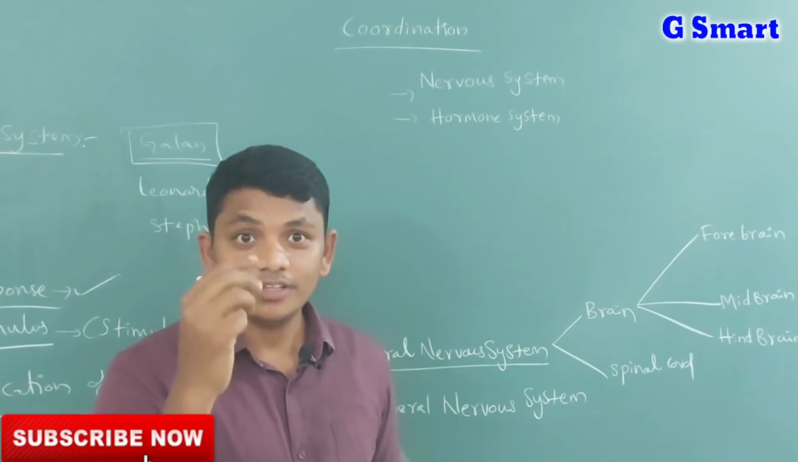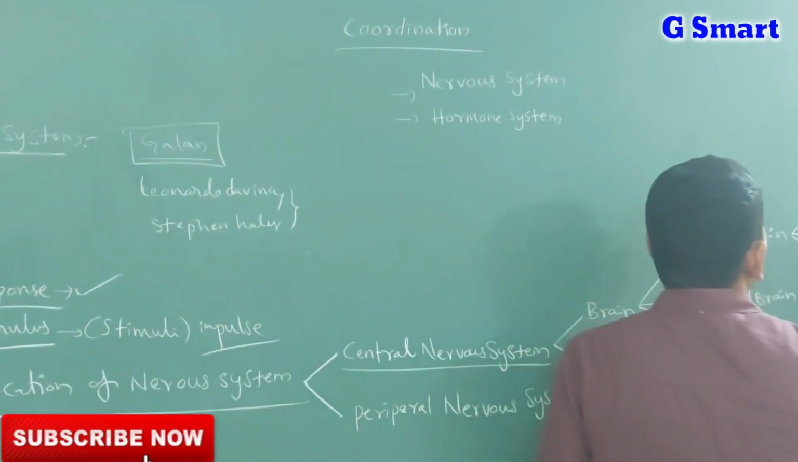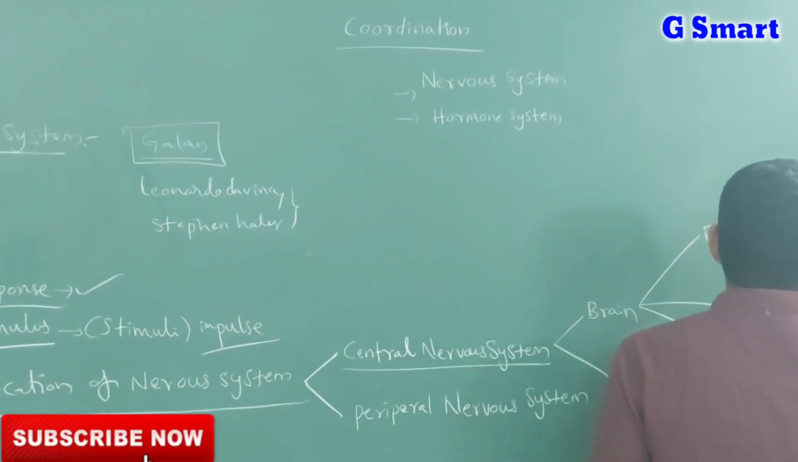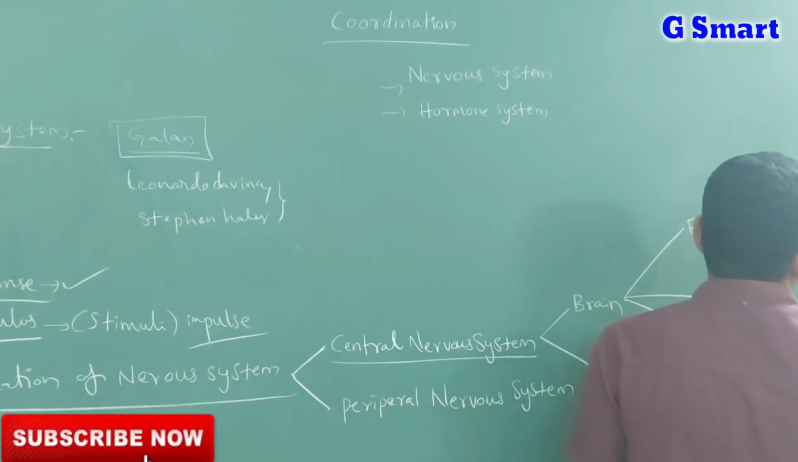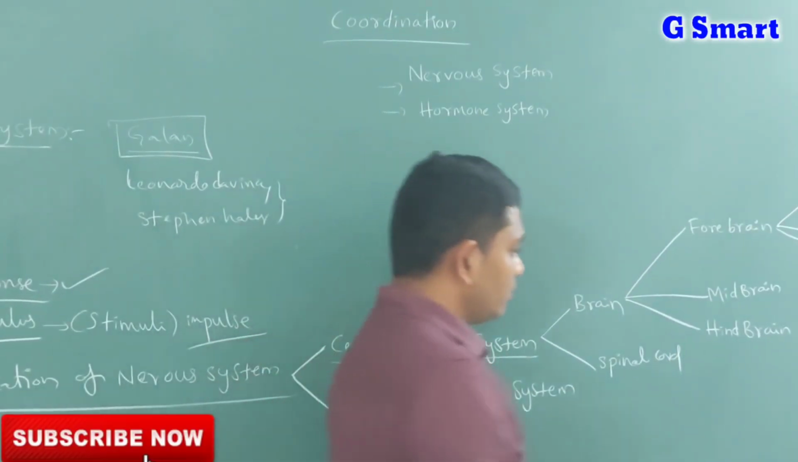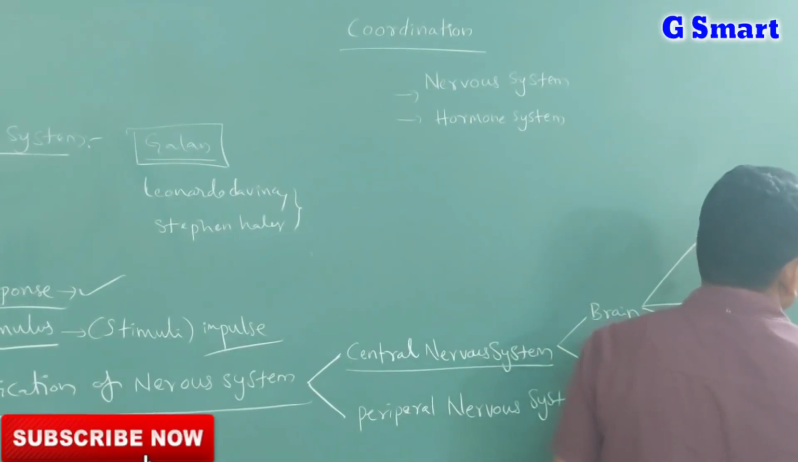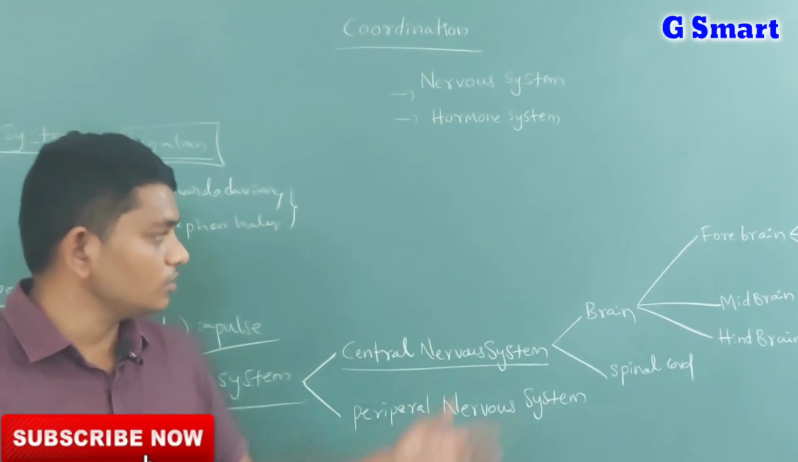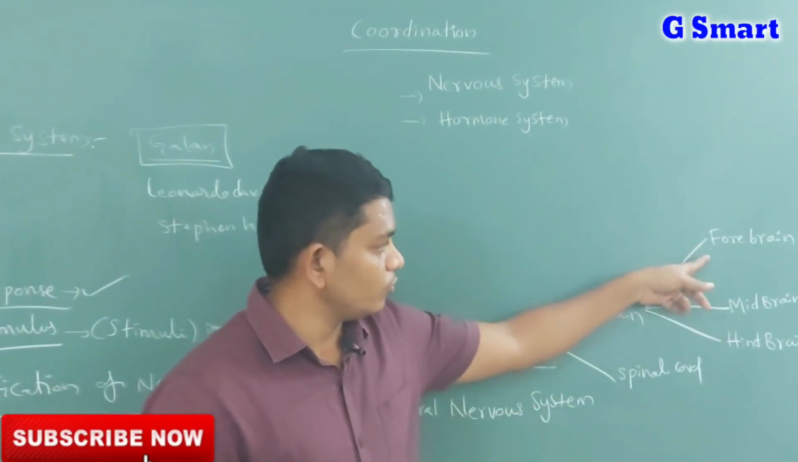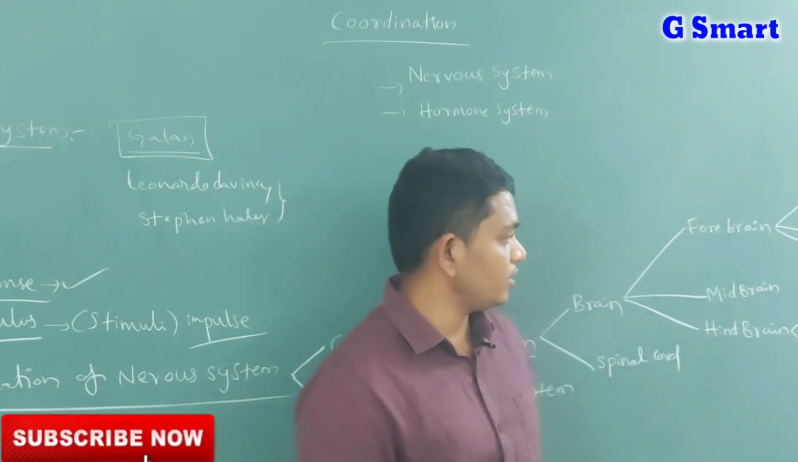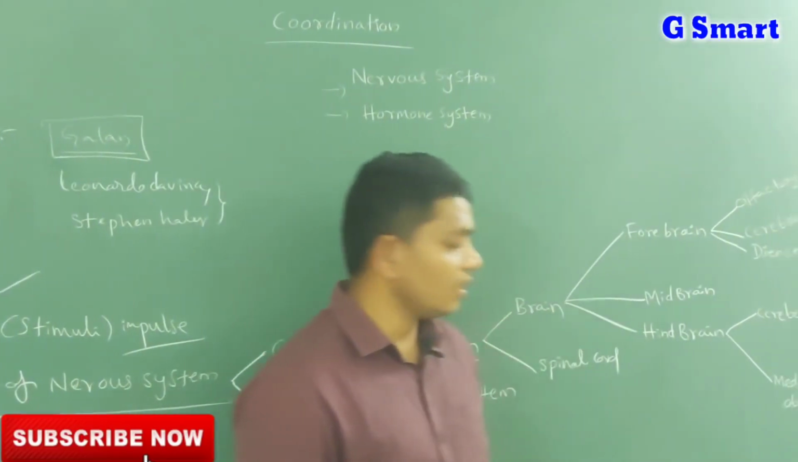Again, the forebrain is classified into three parts: olfactory lobes, cerebrum, and diencephalon. These are three parts in the forebrain. The hindbrain is also classified into two parts: cerebellum and medulla oblongata. These are parts of the brain. The brain is classified into three parts: forebrain, midbrain, and hindbrain. Forebrain has olfactory lobes, cerebrum, and diencephalon, and cerebellum and medulla oblongata are parts of the hindbrain.